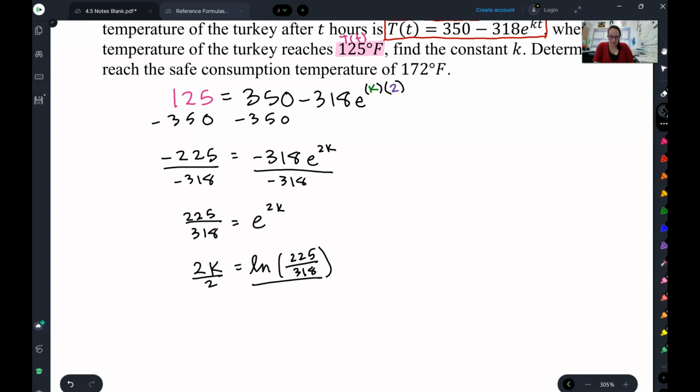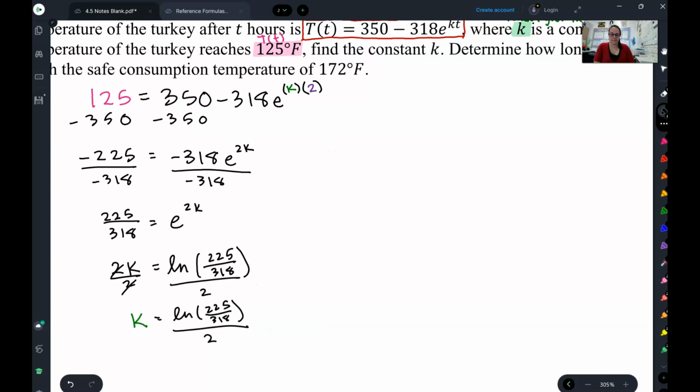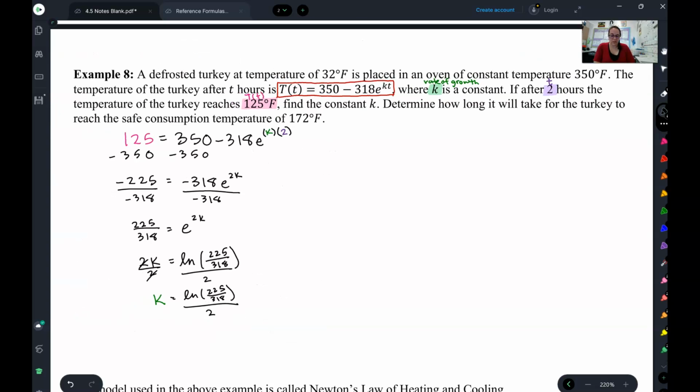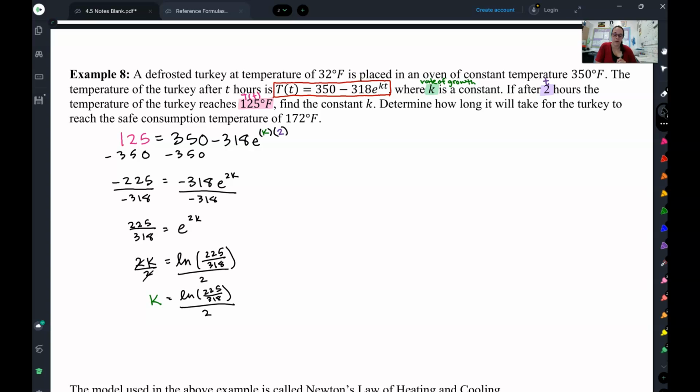And divide by 2. And now I have found what K is. This is the rate of growth, how fast this turkey is heating up in this oven. Now, notice I didn't turn it into a decimal because I know that's not my final answer. I still need to read the last sentence.